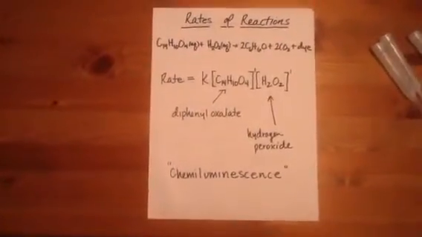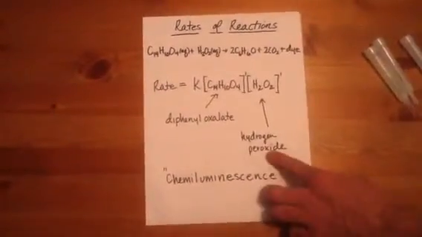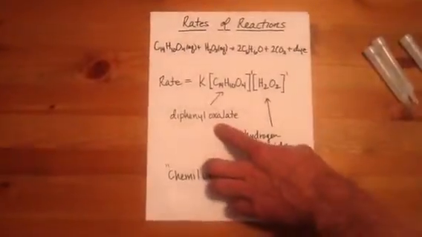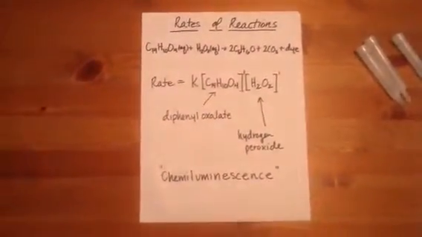Today, we're going to be talking about the reaction between hydrogen peroxide and diphenyl oxalate. These are the chemicals that are found in glow sticks.